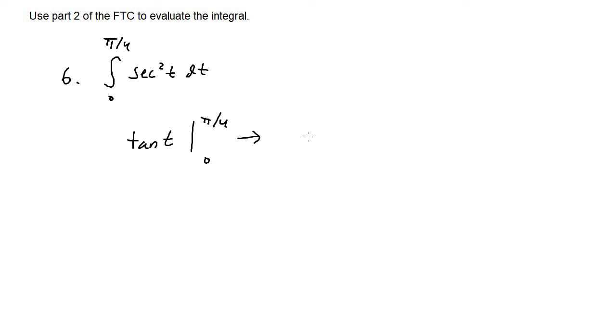Now we're going to evaluate from 0 to pi over 4. So when I plug in pi over 4 for t, we have tangent of pi over 4, minus, when I plug in 0 for t, we get tangent of 0. Now tangent of pi over 4 is 1, minus tangent of 0, which is 0. 1 minus 0 gives us 1.